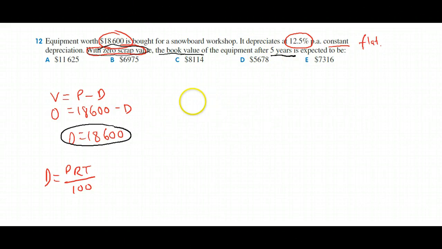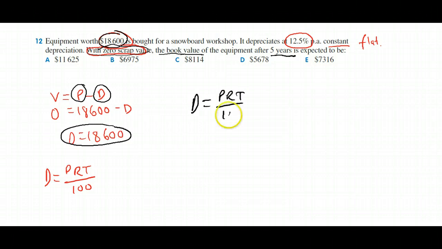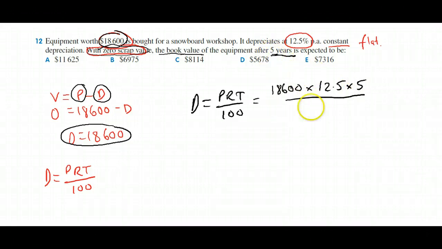Okay, to work out the book value, we need to know the purchase price, which we've got, and we need to know the amount of depreciation. And we've got everything we need to know to work out the depreciation. We've got D equals PRT over 100, because it's constant depreciation. P equals 18,600. R equals 12.5, we're told that. And the amount of time is 5 years. We're interested in the value after 5 years. So we've got everything we need to work out the depreciation, which we can then substitute into here, along with the P, and get the book value.